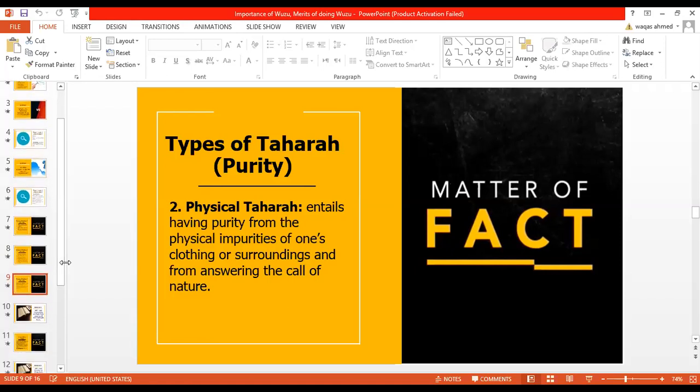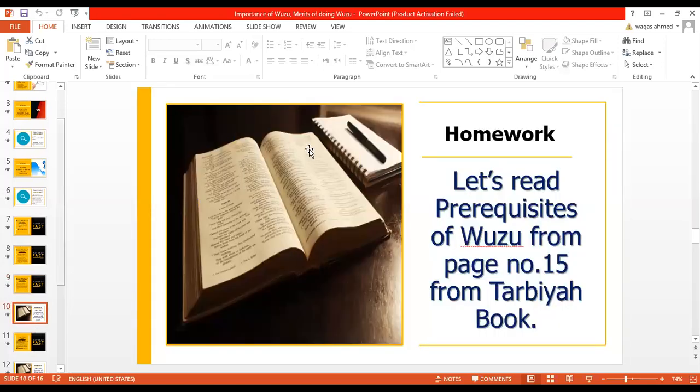So yes, how many students have understood these two concepts, physical tahara and spiritual tahara? Please confirm by raising your hands. Okay, jazakallah. Now let's move towards the next activity of the class.